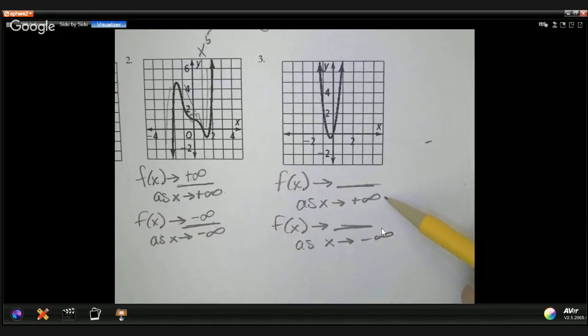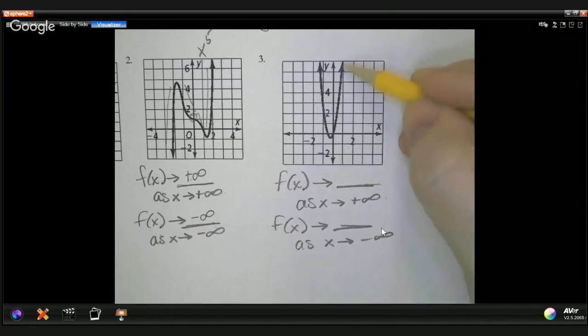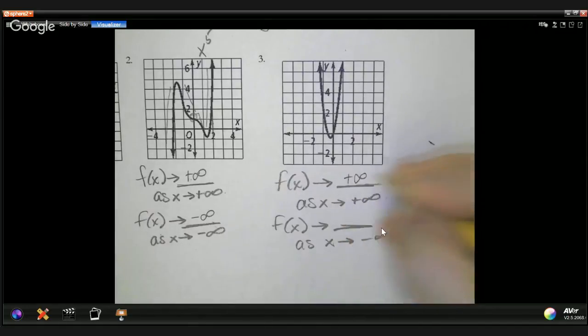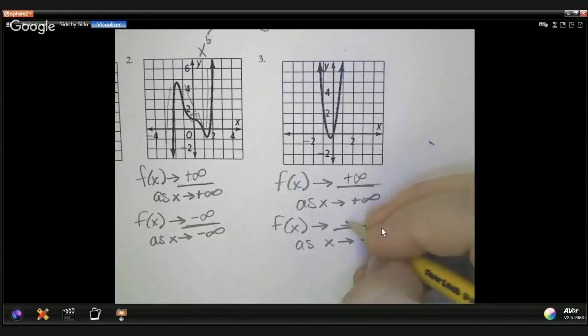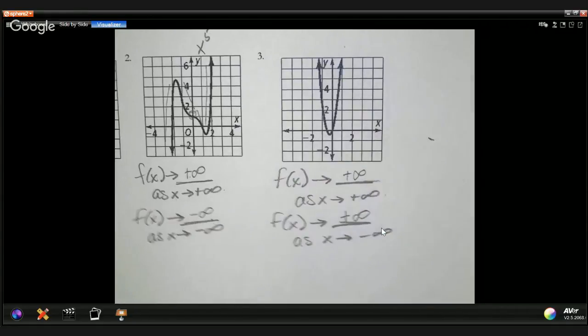So as it goes to the right, my right arrow points up, so it's positive infinity. And as it goes to the left, my left arrow also points up, so this one's also positive infinity.